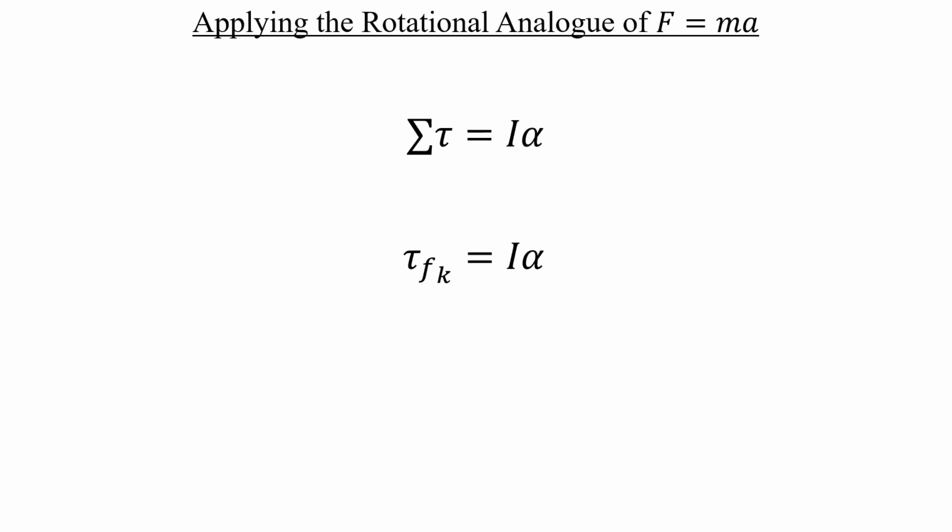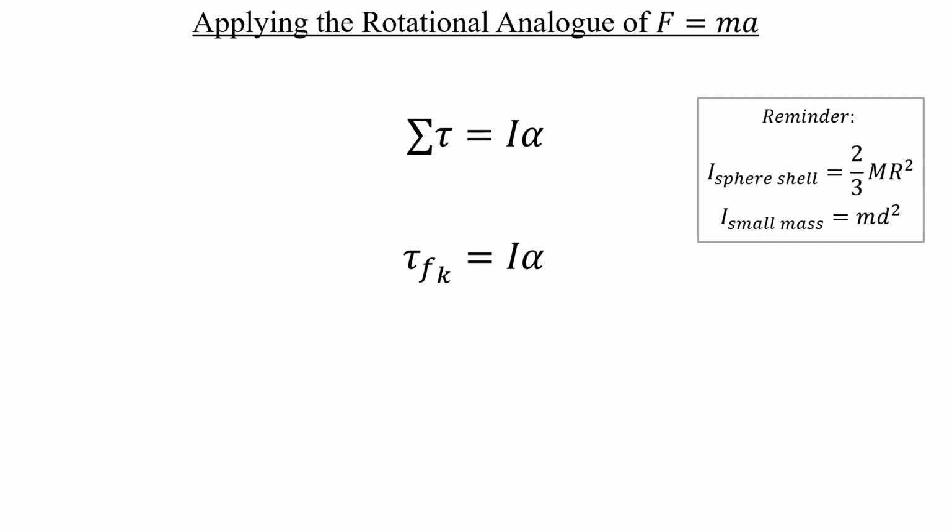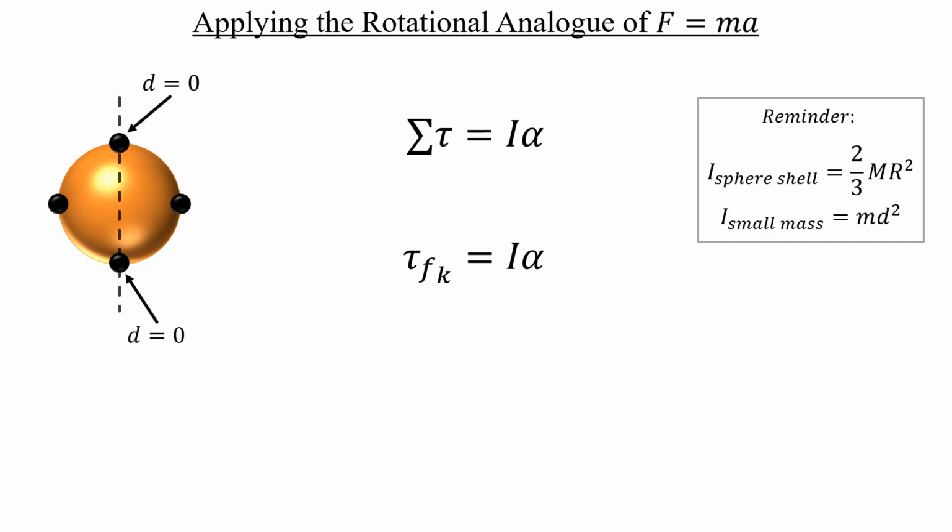Because of the configuration of this compound object, the trickiest part of the problem is figuring out the total moment of inertia. Here's a reminder of some helpful values for that. Since 2 of those masses lie directly along the rotational axis, they won't contribute anything to the total moment of inertia. Their distance from that axis, represented by lowercase d, is equal to 0. The other 2, however, live at a distance equal to the radius of the shell, capital R. So those ones will contribute to the total.